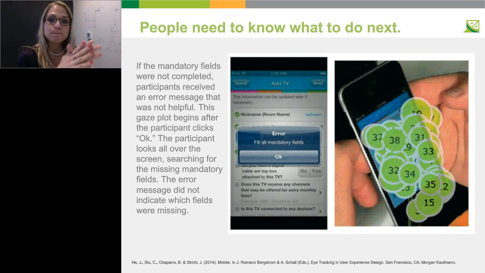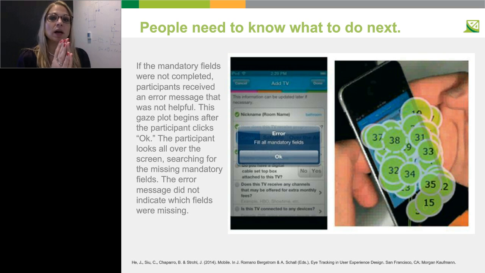Similarly, we see issues with error messages. Error messages need to be clear. They need to tell people how to recover from their errors. In this example here, the participants received this error when they didn't complete all of their fields. The error just said, fill all mandatory fields. Not very informative, right? It tells people that there's a field that has not been completed, but it doesn't tell people where to go to recover from that error, to actually fill in that mandatory field.